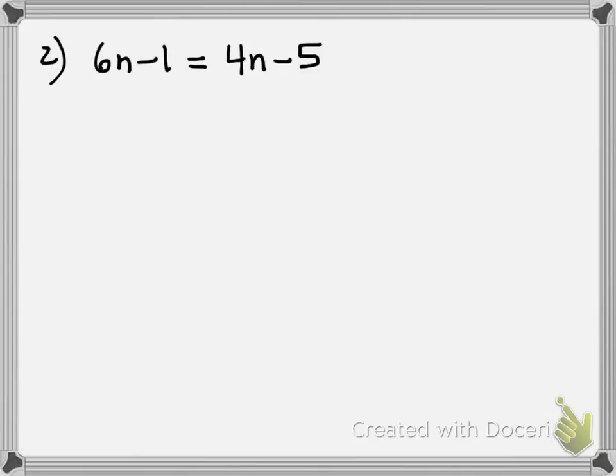Step 1. Do we need to remove parentheses? No. Step 2. Do I have like terms on a side? Yes. 6n and -1 are like terms? No, I don't have like terms on that side. 4n minus 5 are like terms? No, I can't do that. When I say like terms on a side, I mean on one side of the equals, not on both sides. That's something completely different.